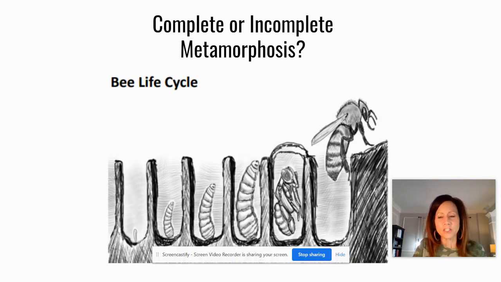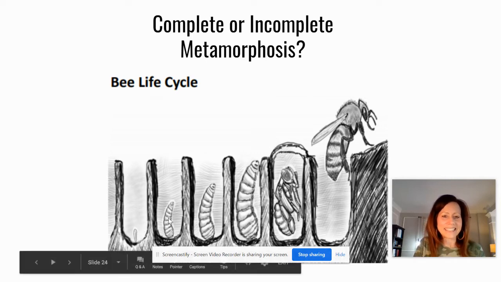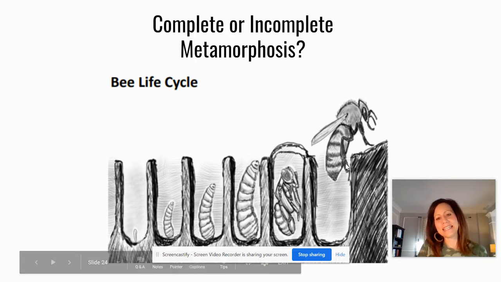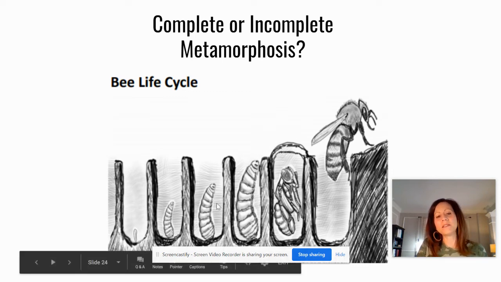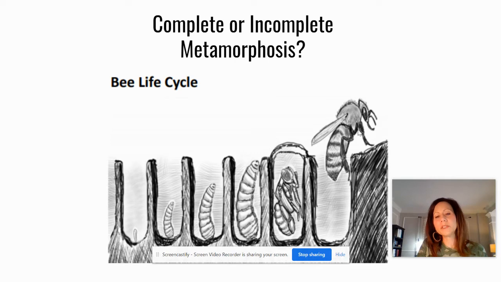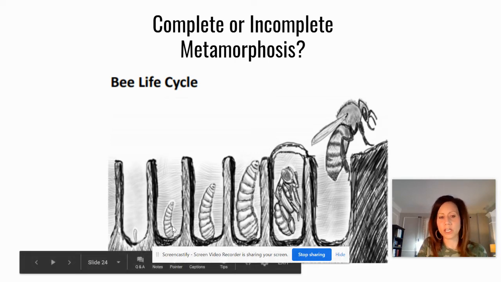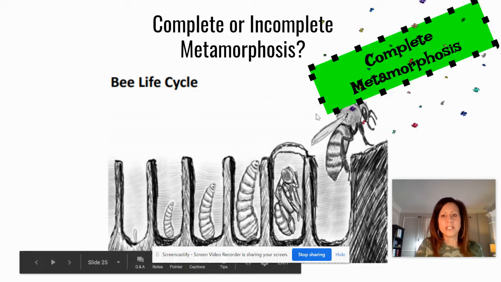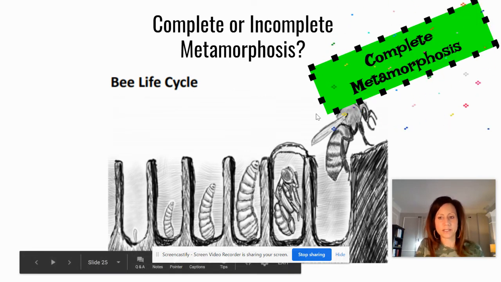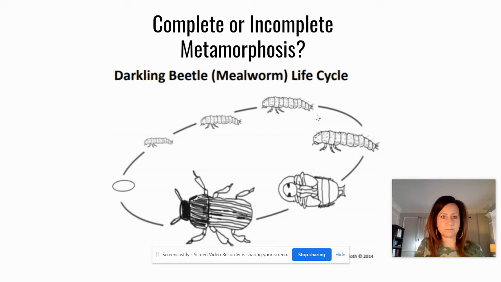Here's a bee. So we're all familiar with bumblebees, right? Here's the egg, and then it changes into a larva. The larva grows and eats and eats. Then it forms a cocoon-like stage, and then out comes the bee. So that would be 1, 2, 3, 4 complete stages, a very drastic change from the larva stage to the adult stage. So that would be complete metamorphosis. A bee goes through complete metamorphosis.